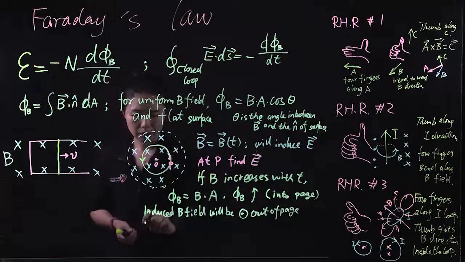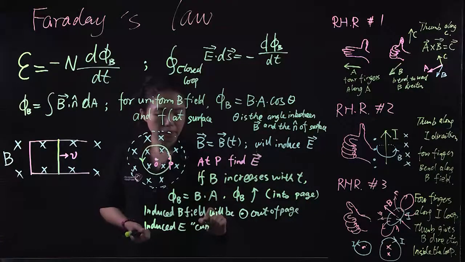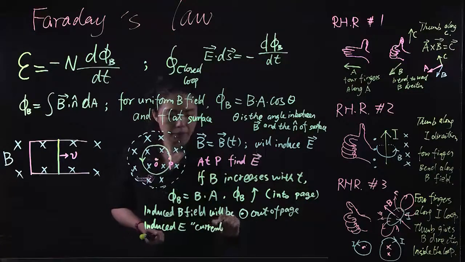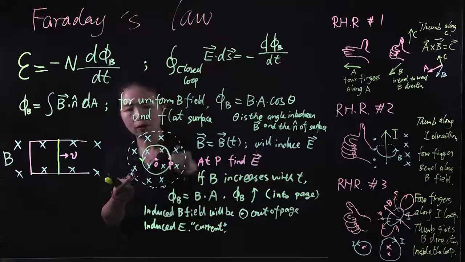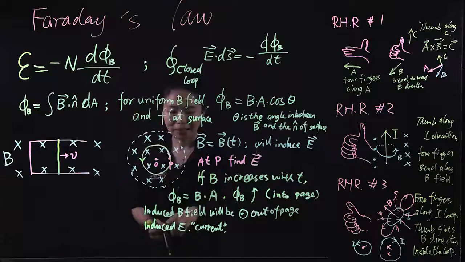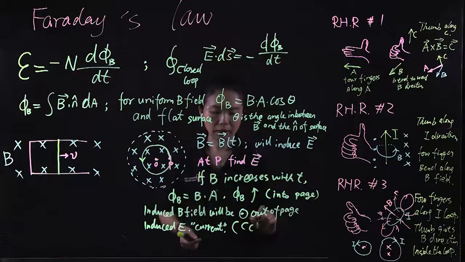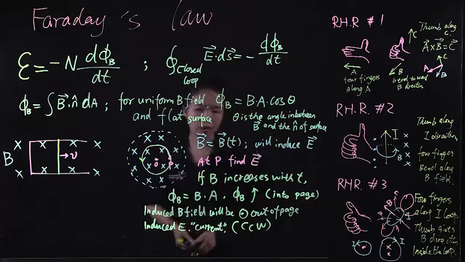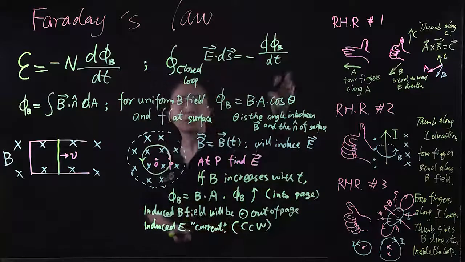That means the induced E or "current", I put a quotation mark here because we do not really have a current. We do not really have wires. Imagine if we have a wire, that's what the current is going to be. But that's the direction of the induced E field. It's going to be counterclockwise. Okay? And then we can further solve this problem by looking at this equation.